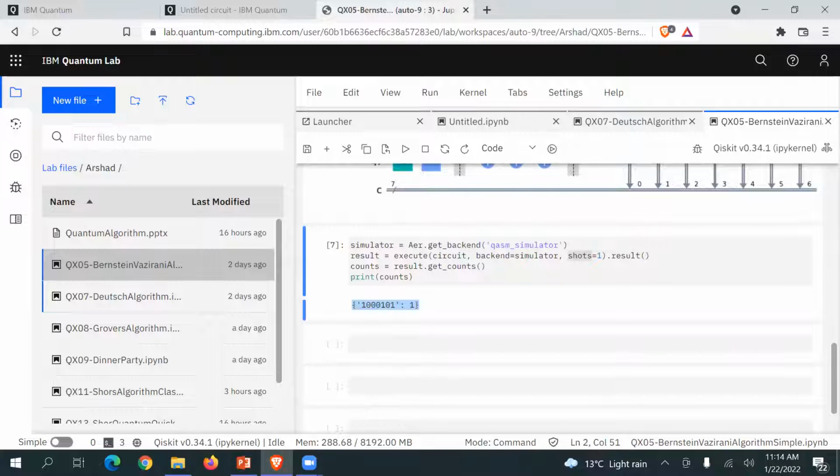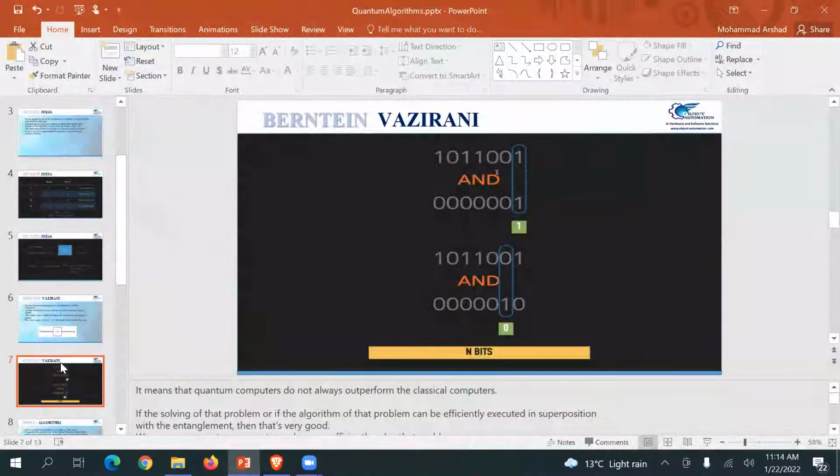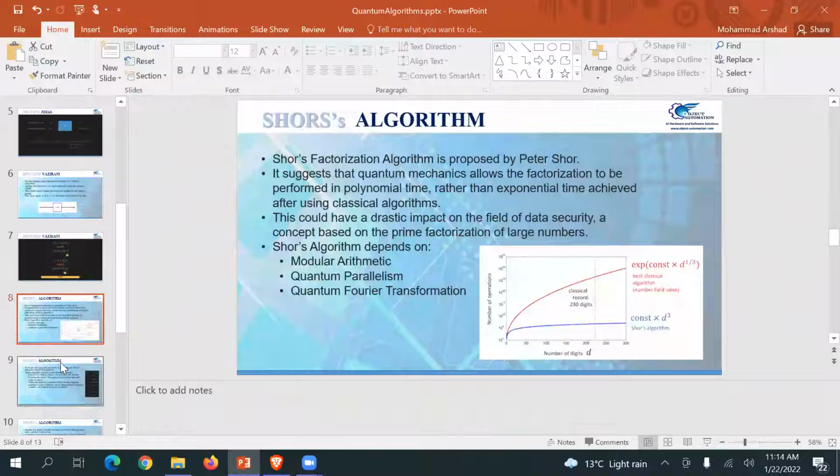Right. Now the third algorithm comes. So, any questions till now? Anyone? Okay. So we are going to the next thing. What is Shor's algorithm?